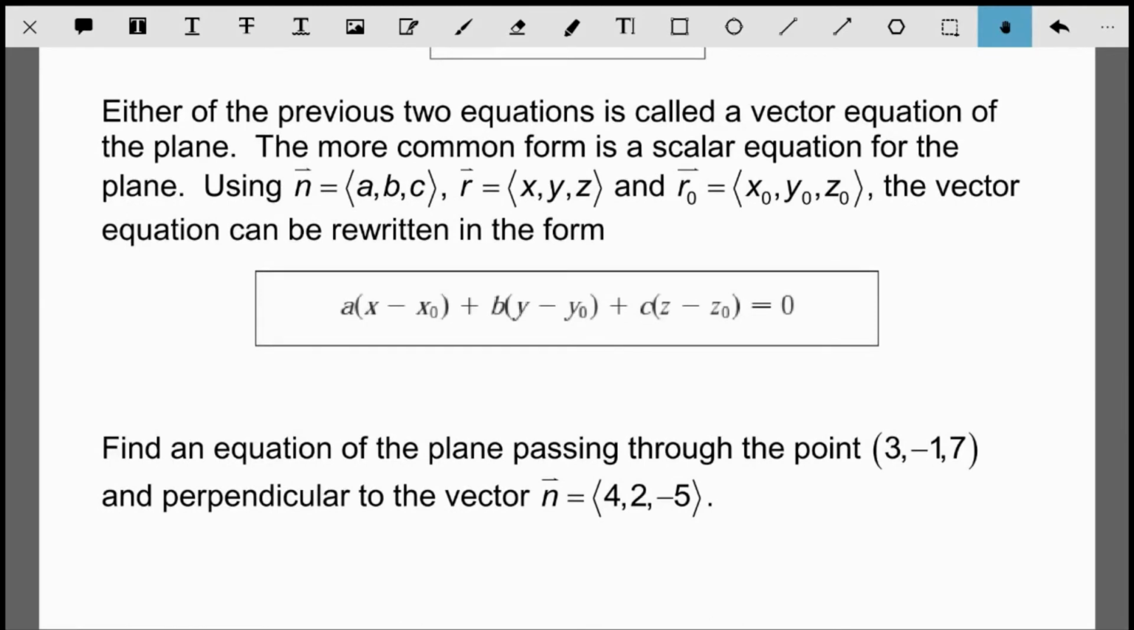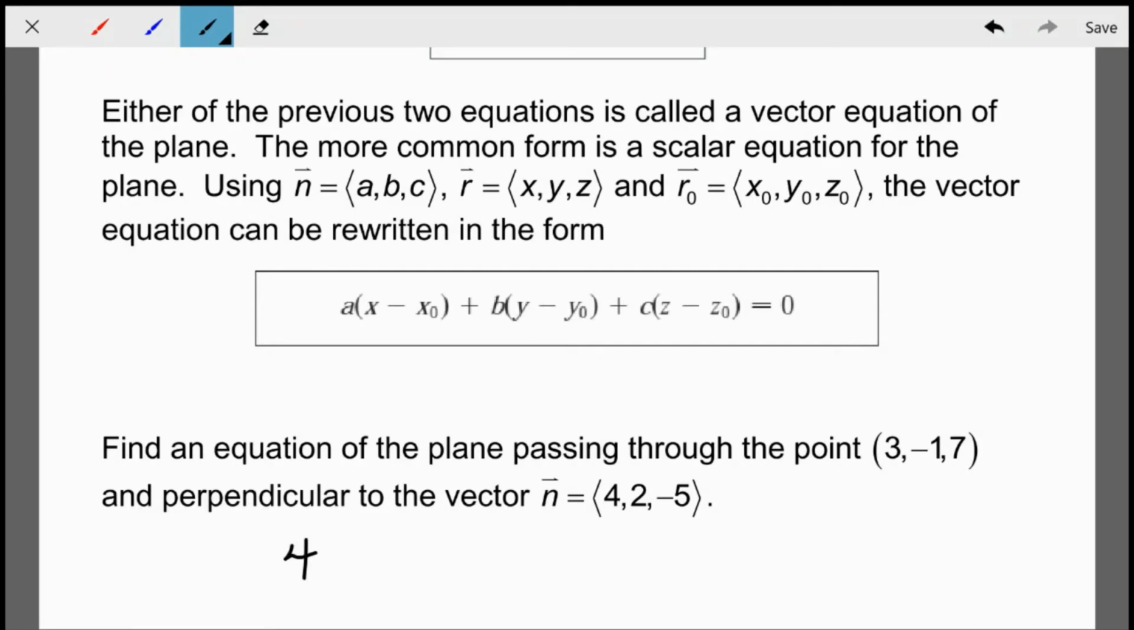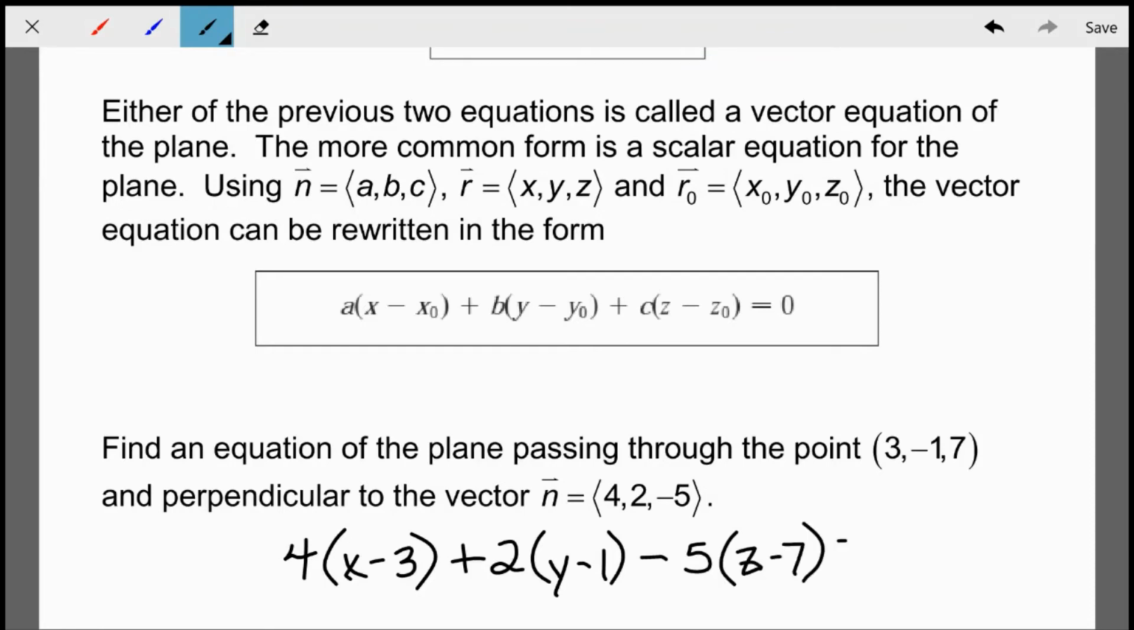Okay, so this next question is really simple. It says, find an equation of the plane passing through the point 3, -1, 7, and perpendicular to the vector n. We typically use n for the normal vector, and it's 4, 2, -5. Okay, so all I'm going to do is essentially plug into that standard form. I know that I'm going to use the component of the normal vector that goes in the x direction, or the i direction, times x minus 3, because the 3, -1, 7 is like my x naught, y naught, z naught. Okay, then I'd have times 2 times y minus 1 minus 5 times z minus 7, and that would be equal to 0.